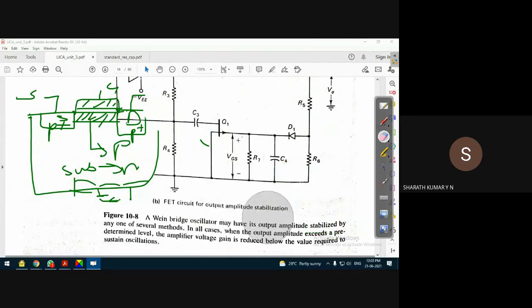Thereby, whenever this FET transistor turns on, this channel starts conducting. The FET starts conducting, and there is a current flow from drain to source.